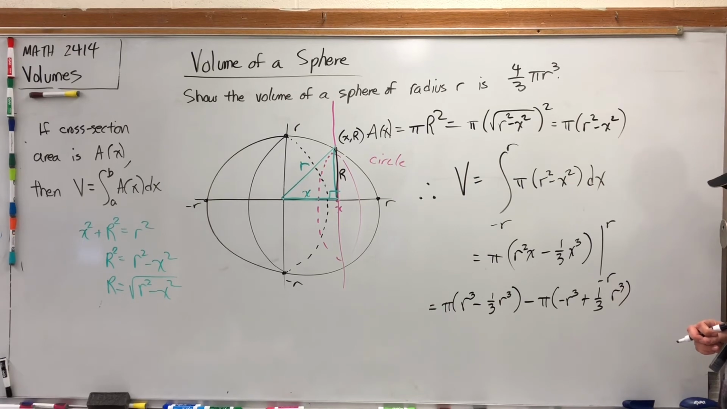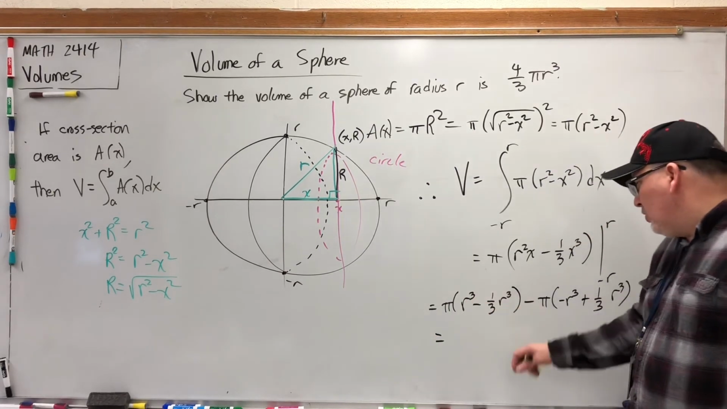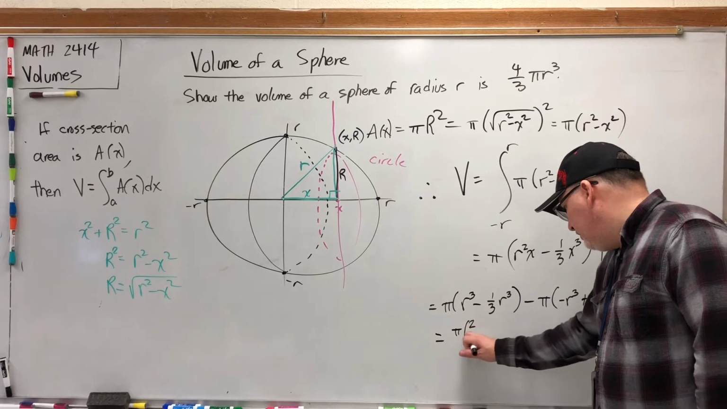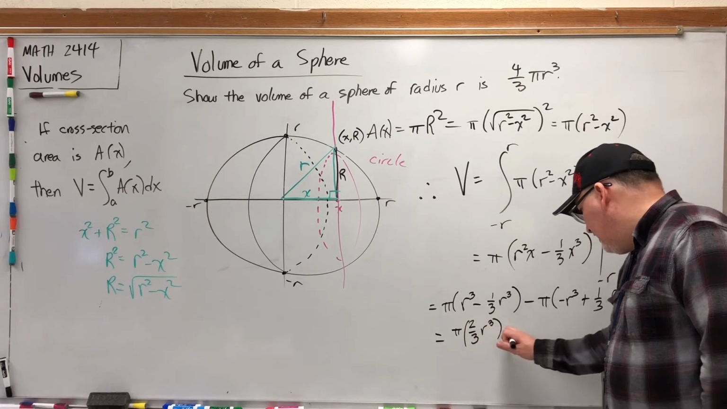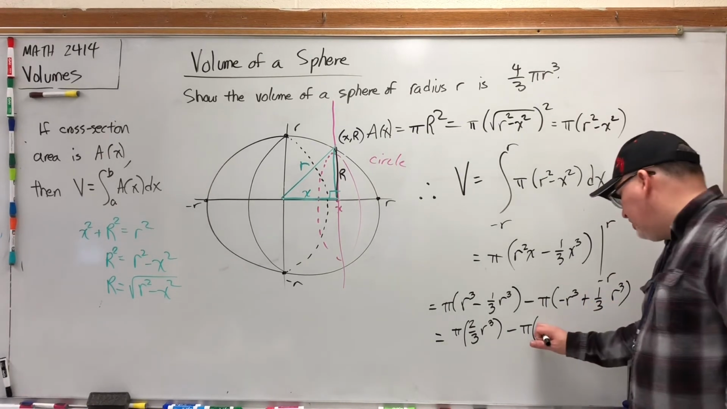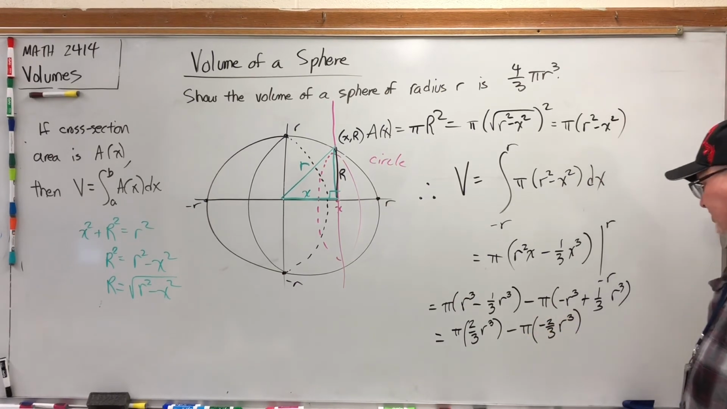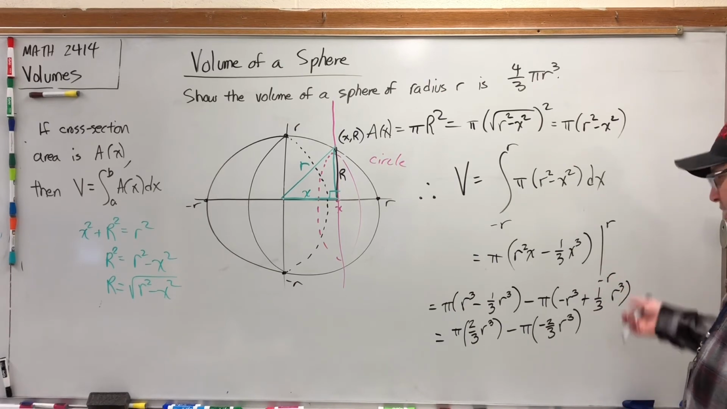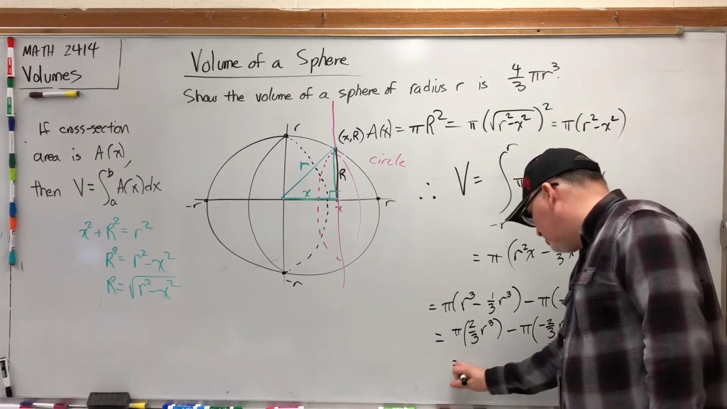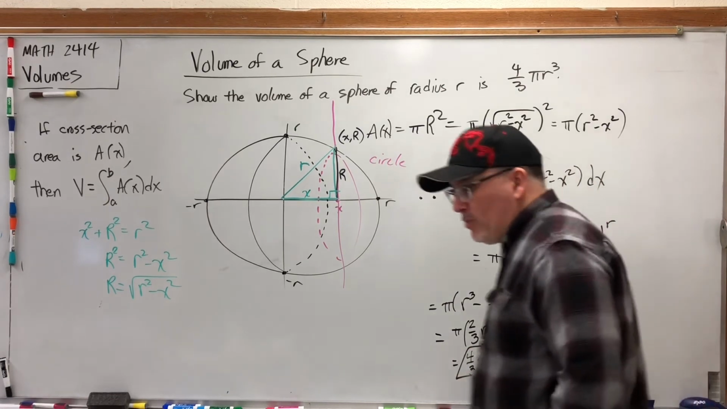Watch your signs. Speaking of which, let's go ahead and combine like terms first. 1 r cubed minus 1/3 r cubed is 2/3 r cubed. Minus pi times negative 1 r cubed plus 1/3 r cubed is negative 2/3 r cubed. Minus minus makes it a plus. We have pi, we have r cubed, and we have 2/3 plus 2/3, which of course is 4/3. Which was what we wanted to show.